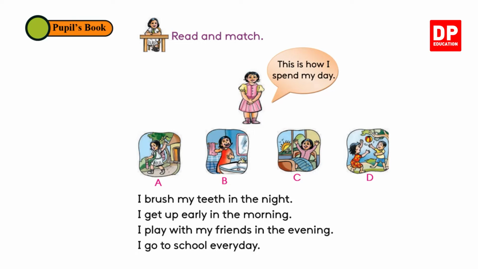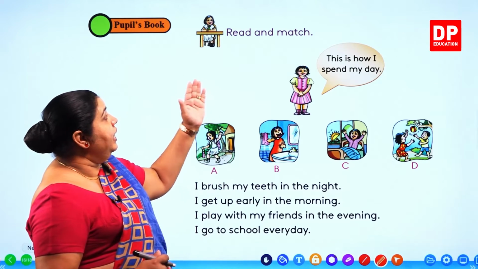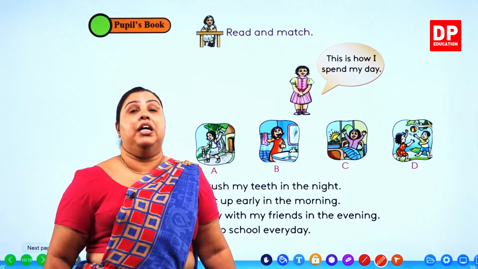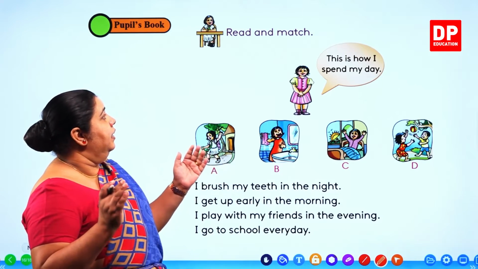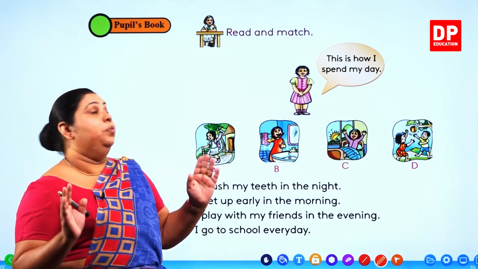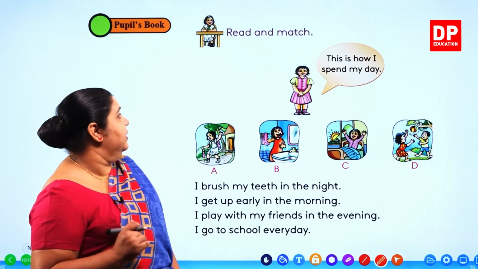Okay, now this is the very first lesson in your pupils book. Now we have spoken about the things that we do during the day, and here we have to read and match. That is your very first lesson in your pupils book for unit number 9, and that is good practices.